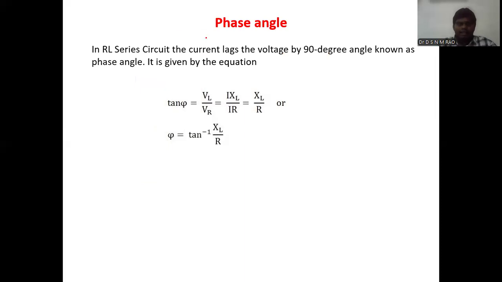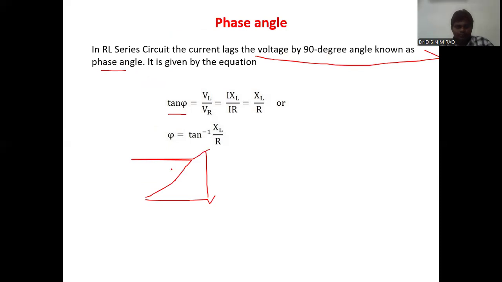How will you calculate the phase angle? From the phasor diagram of the RL series circuit, the angle by which the current lags the voltage is known as the phase angle. So, from the phasor diagram, where this is VR, this is VL, and this is the applied voltage V, tan phi equals opposite side by adjacent side, VL by VR. VL is IXL divided by IR, so I and I get cancelled, giving XL by R. So tan phi equals XL by R, the imaginary term by the real term.